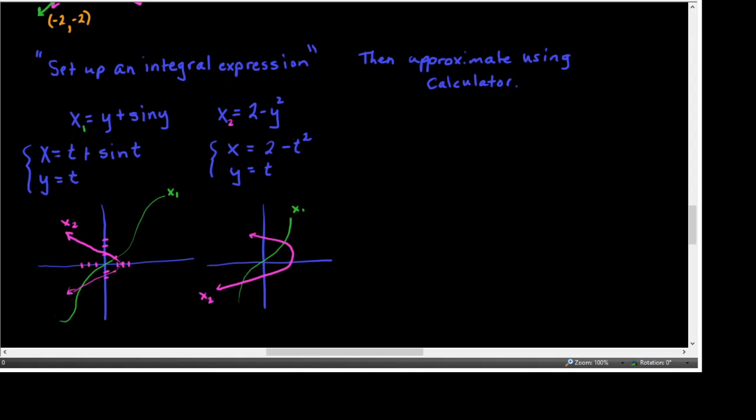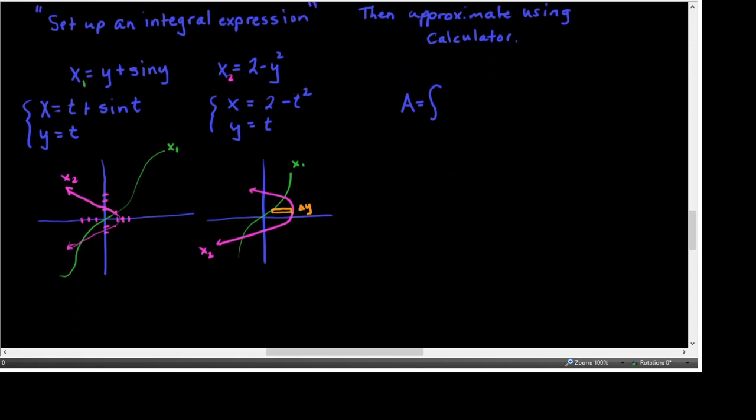For this one, there are a couple of clues, because x is given as a function of y, like x is y plus sine of y. That's a really big clue that we should be using a delta y rectangle. So here's a representative rectangle that goes from one to the other, and it's delta y. And the integral, therefore, will be, for the area between them, the definite integral from, oops, I don't know where those two intersect. And so I need to find that.